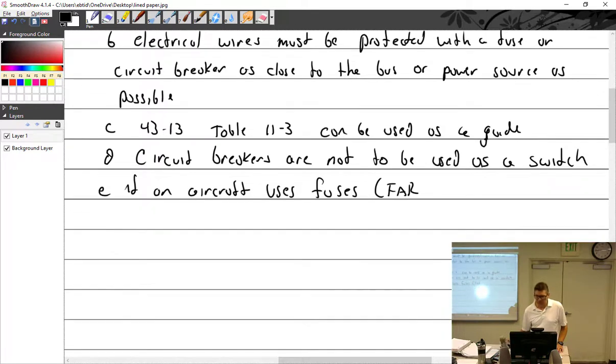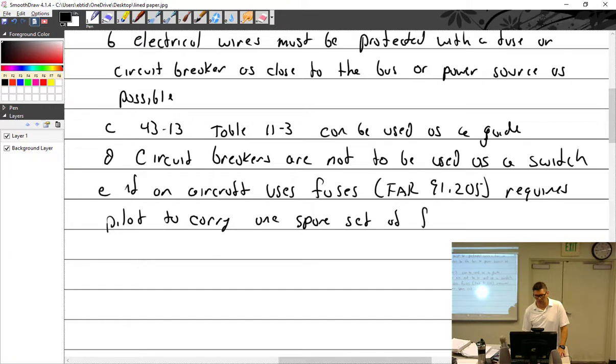FAR 91.205 requires the pilot to carry one spare set of fuses or 3 spare fuses of each kind. That is required.